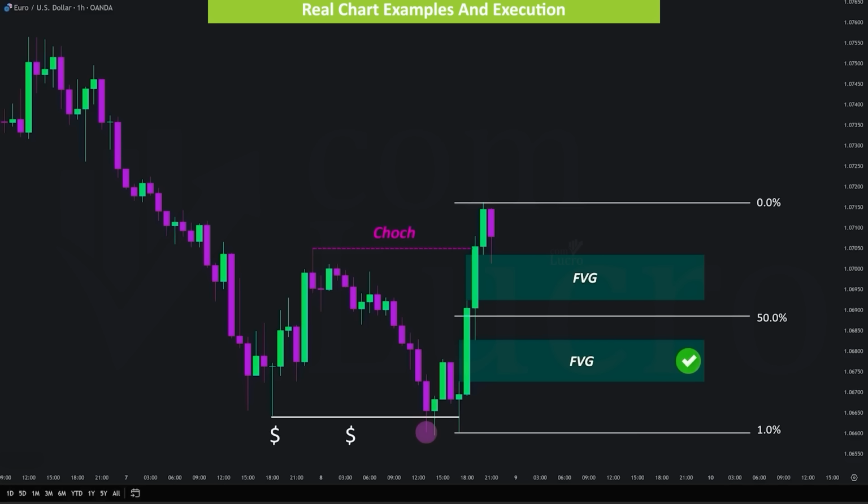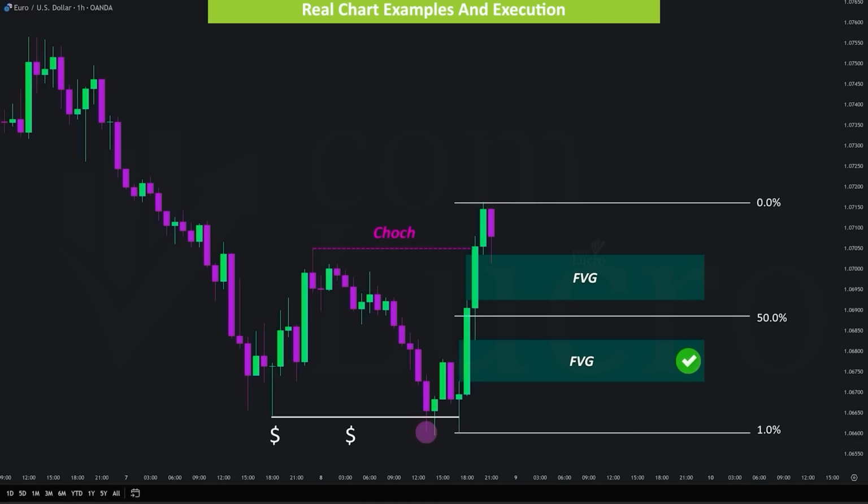On the Euro-Dollar 1-hour chart, price was in a clear downtrend until we observed a liquidity sweep followed by a change of character. Both signals suggest that sellers have lost control and that our directional bias has shifted to bullish. On this chart, we can identify two fair value gap areas, but only the one located in the discount side of the range is considered a valid trading zone for us.